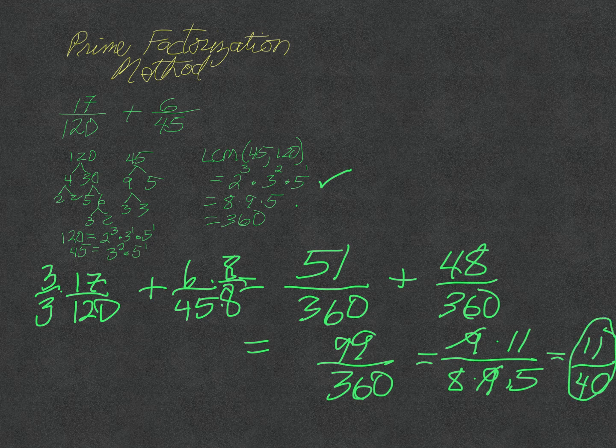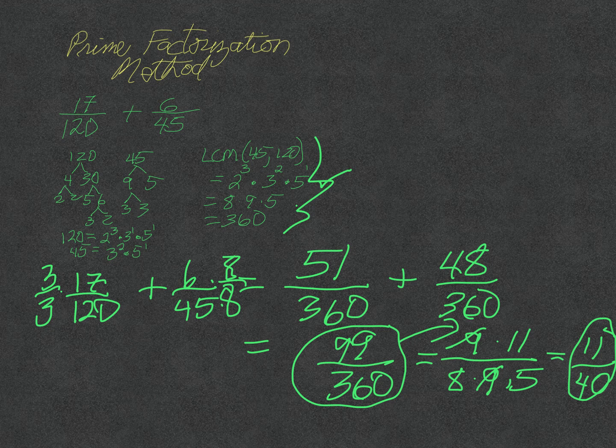Every time you add, you have to check if it simplifies. But notice, I've already got the breakdown of the 360, so I can use that to help me figure out what goes in both the numerator and the denominator. And so we move forward from that point.